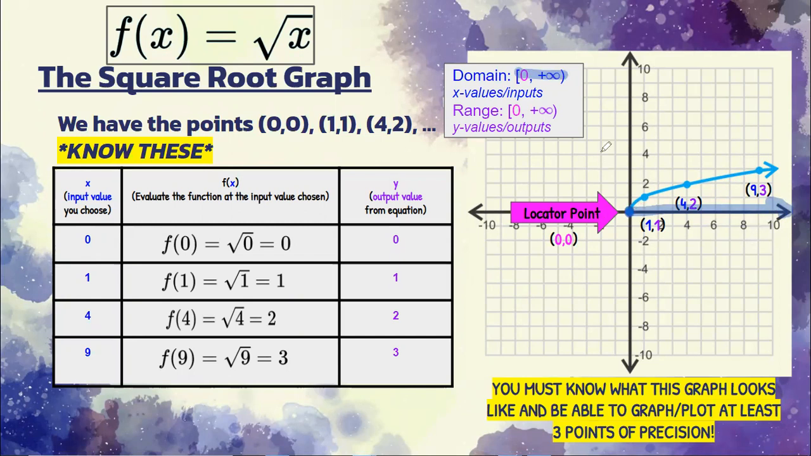And similarly, the range is y values. So we're going to read the y-axis from bottom to top. Notice there is no graph down below. There's no square root graph living down here. So our graph starts at 0 and continues all the way up the y-axis as well towards positive infinity. We're going to include 0 in here with a closed bracket because the point (0, 0), remember, is our locator point.